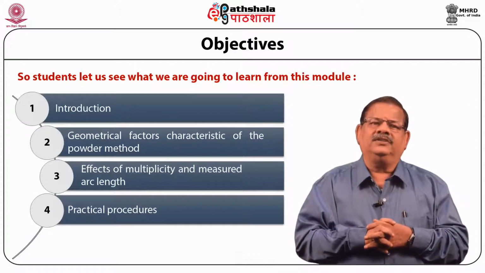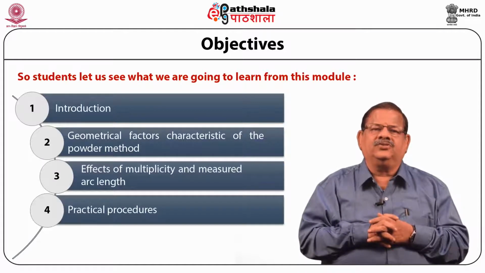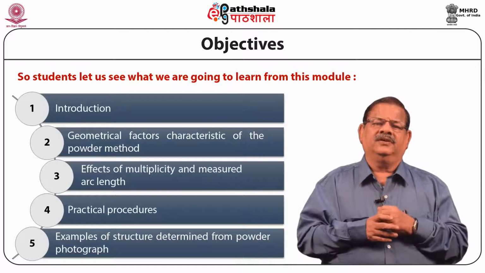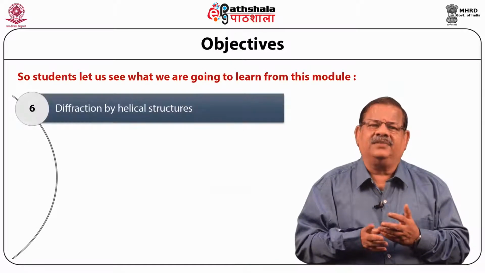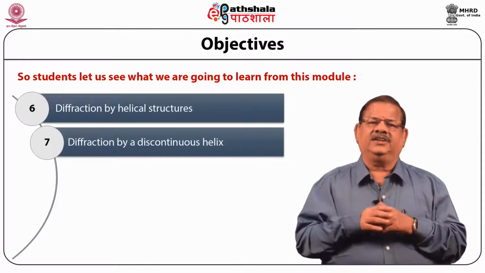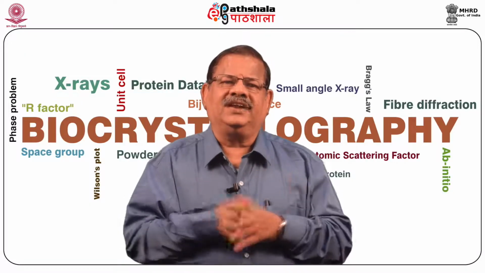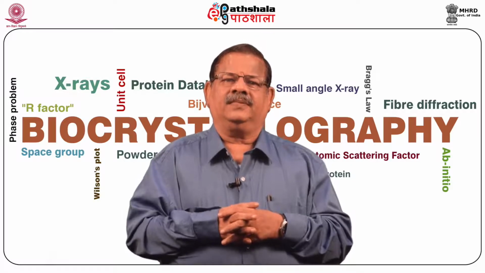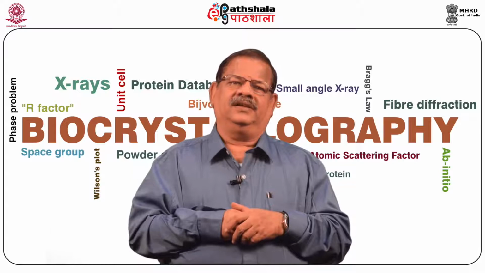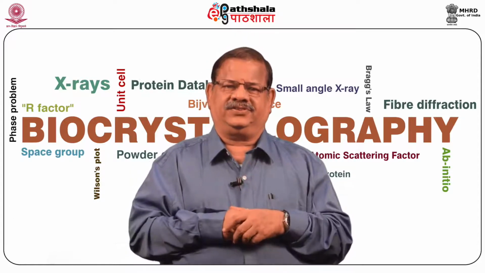We are also going to see examples of structures determined from powder photographs, how the diffraction by helical structures works, and how the diffraction by a discontinuous helix will be. We shall consider the diffraction by a plane of scattering units and by an ideally imperfect crystal.